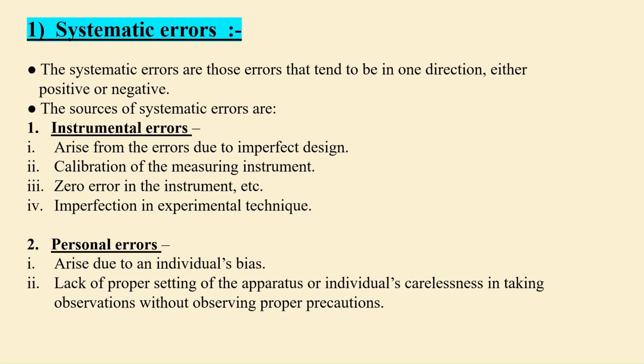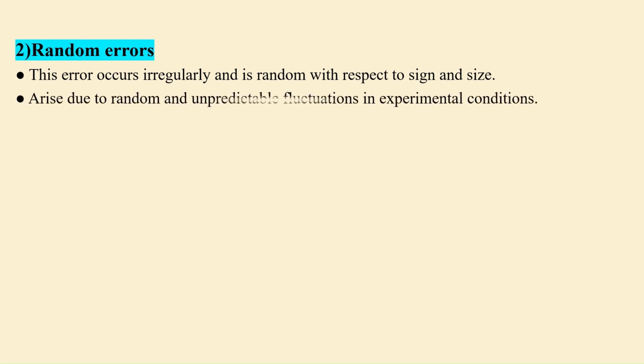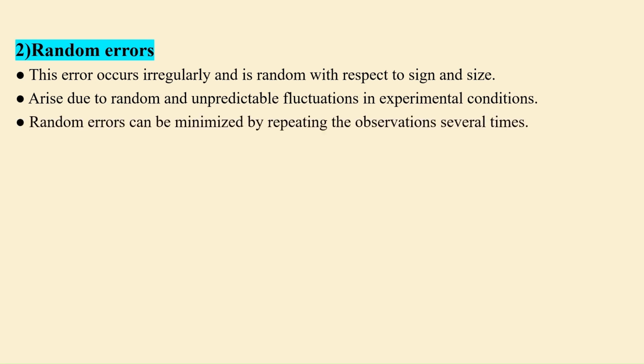Lack of proper setting of the apparatus, or an individual's carelessness in taking observations without observing proper precautions, such as parallax error, etc. 2. Random errors. This error occurs irregularly and is random with respect to sign and size. It arises due to random and unpredictable fluctuations in experimental conditions. Random errors can be minimized by repeating the observations several times.